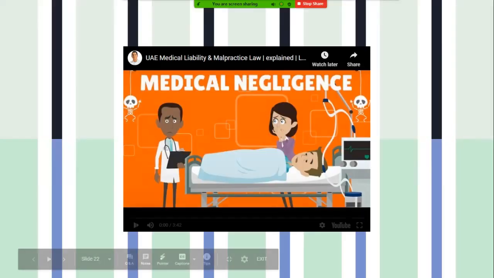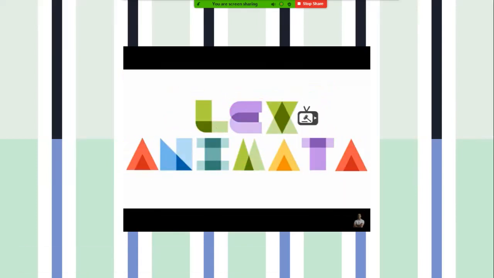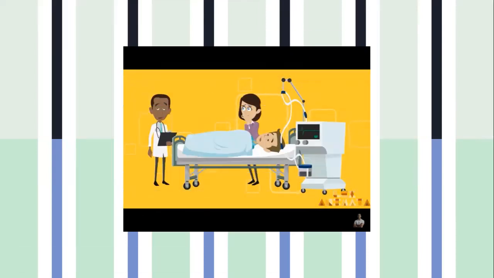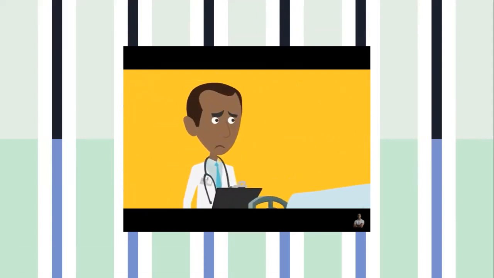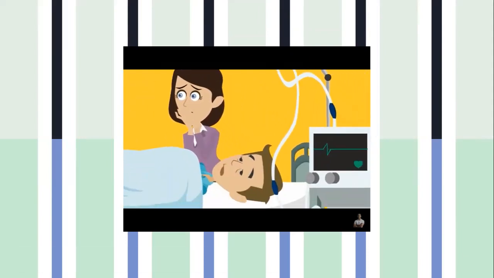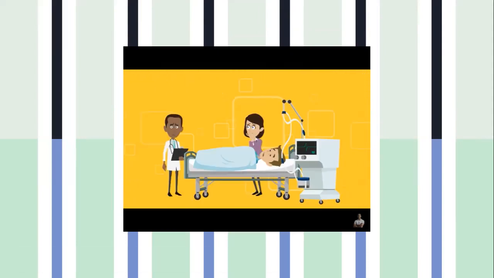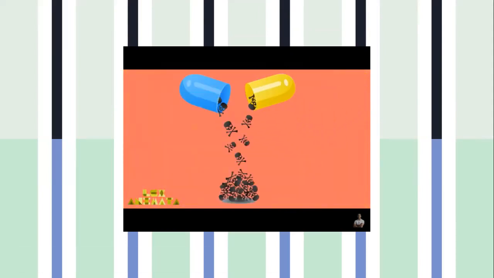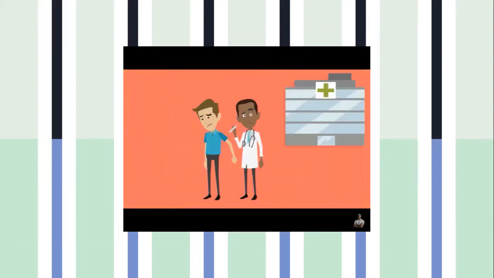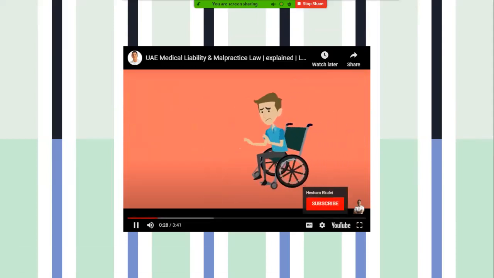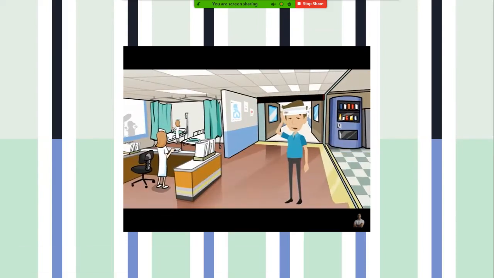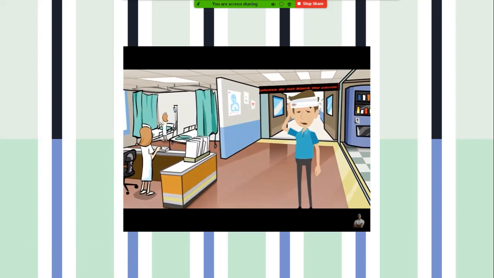Medical negligence. Medical negligence, visualized. Medical liability is the physician mistake, like inaccurate and incomplete diagnosis or treatment, which causes the patient injury or death. The affected patient must prove two things in order to show that he was harmed.